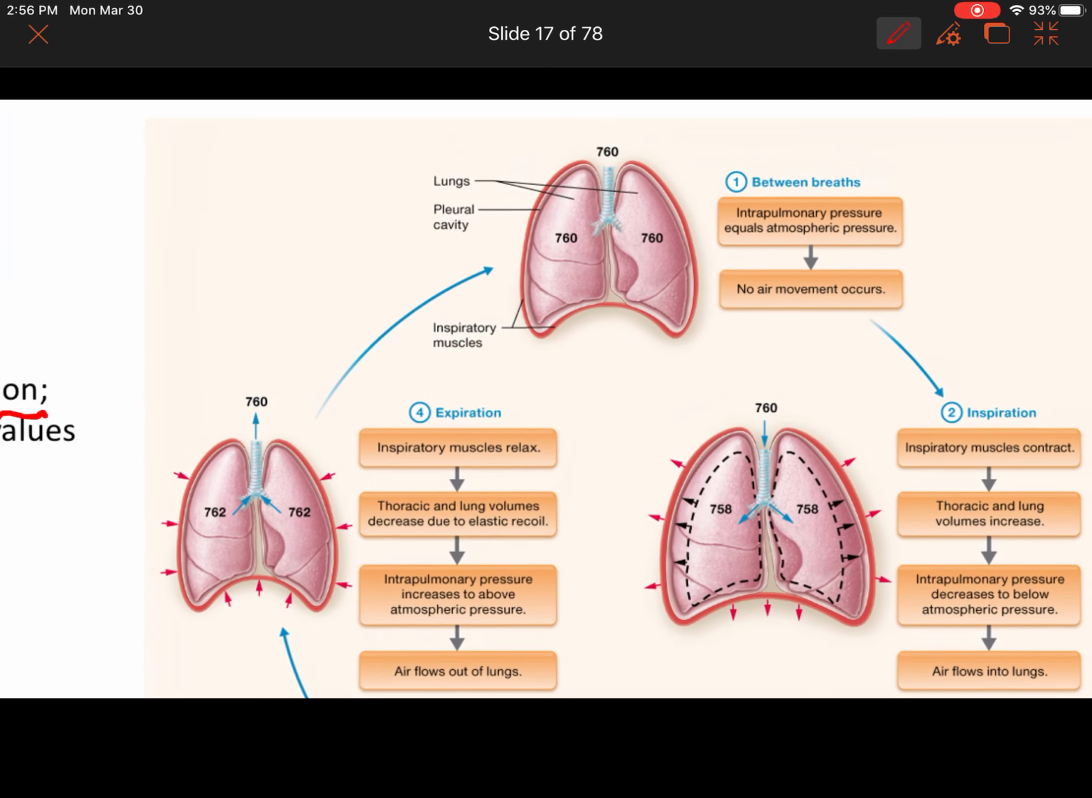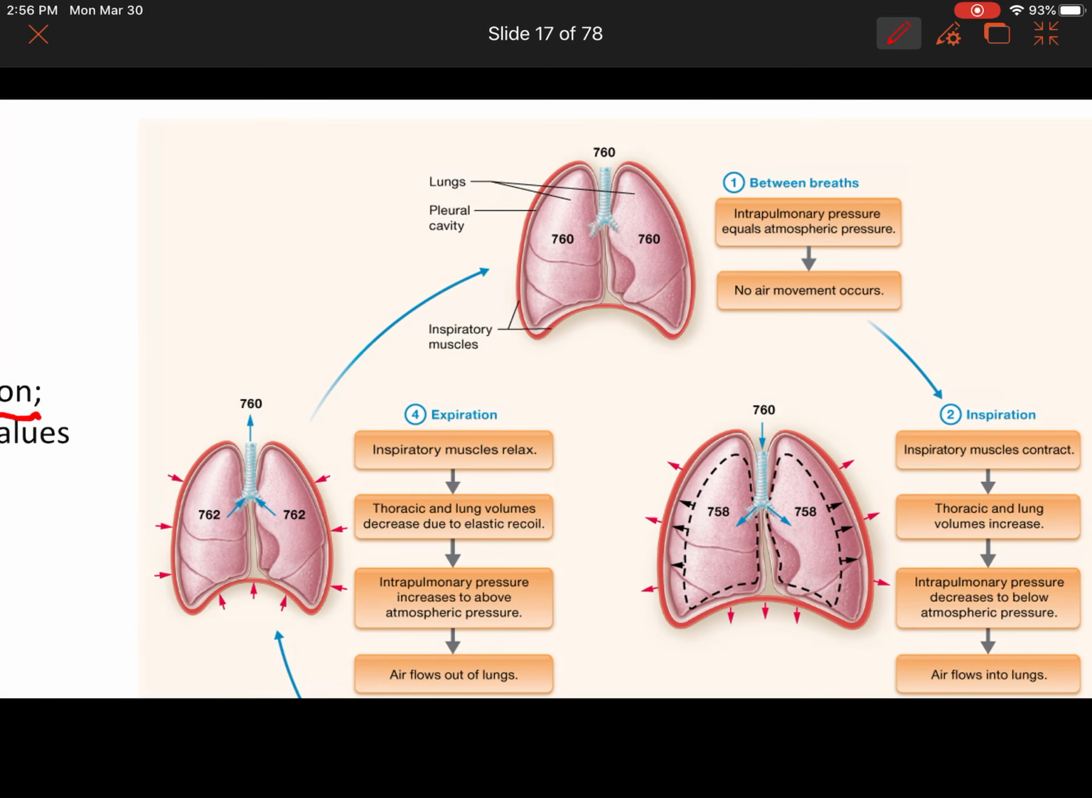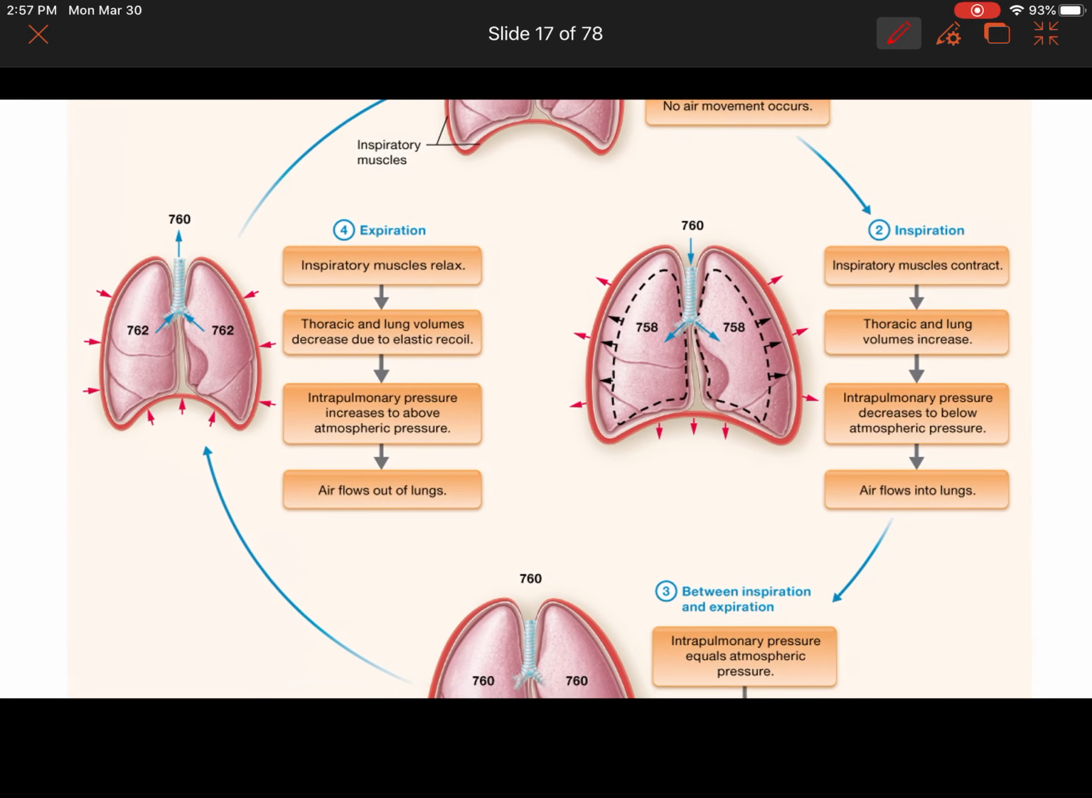All right, so let's look at the change in pressures over the course of a respiratory cycle. When we are neither breathing out nor breathing in, the pressure outside of the body is about 760 millimeters of mercury, as is the pressure internally, approximately 760 millimeters of mercury. So there's no net movement of air when the pressures are equivalent between the inside and the outside.